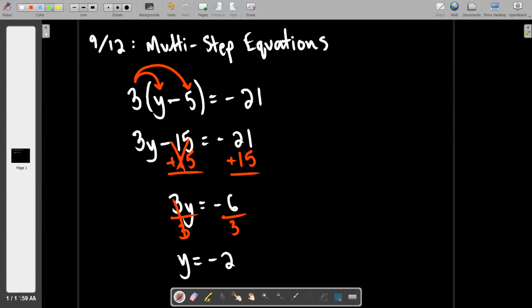So when you think about steps, step 1 went from here. The green arrow is step 1. Step 2 is the yellow arrow. That's us adding 15 to both sides. And then in this case, step 3 was dividing by 3 to give us the final answer.